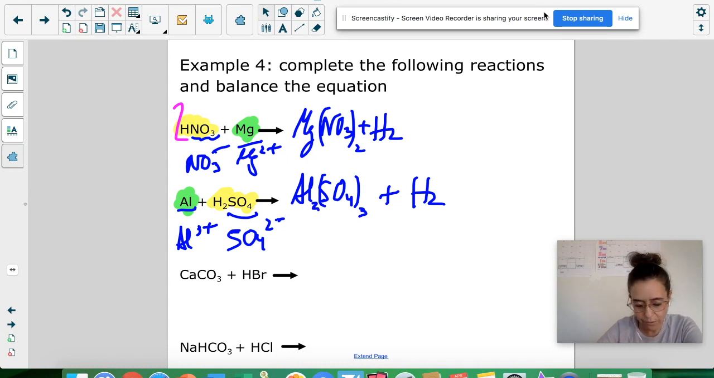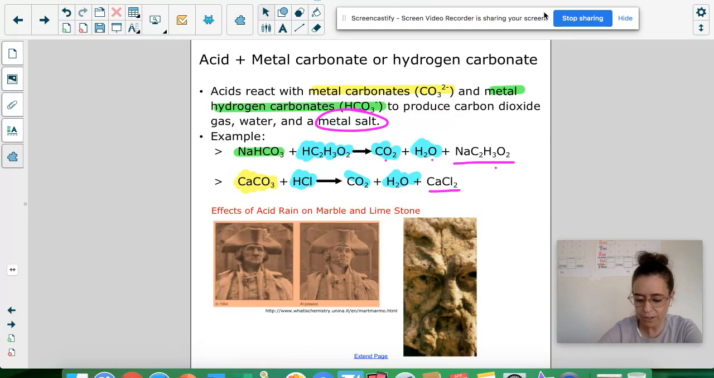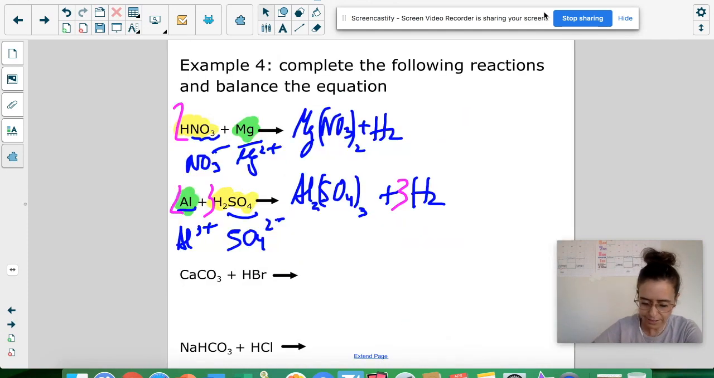And because of that, we need to balance this reaction. So we balance this reaction, and we're gonna have 2 aluminums here, 3 in front of the sulfuric acid, and then we're gonna have a 3 in front of the hydrogen, and that should be it. Okay, next one. We have calcium carbonate. So wait a minute, calcium carbonate is actually one of these two, right? It's a metal carbonate. So we have calcium carbonate here, and then an acid, okay?